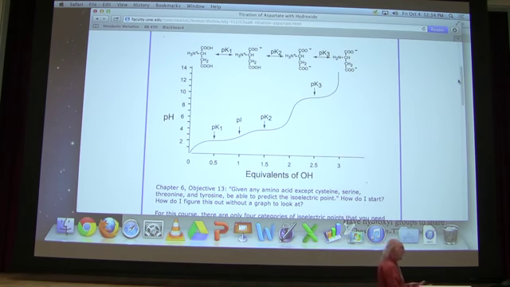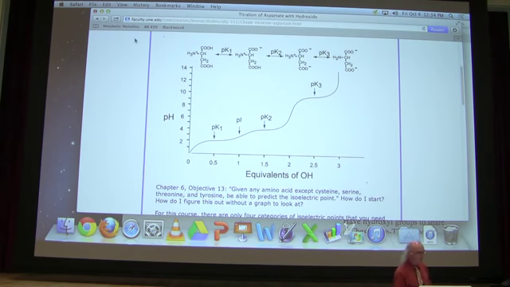Every time we have a pKa value, we have a buffering region. We remember that the buffering region is approximately 1 pH unit above or below the pKa value that's there. Okay? That's the message of this figure.